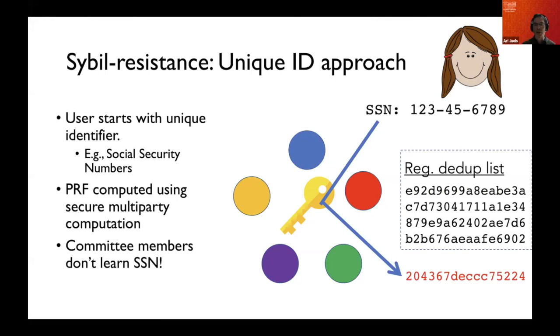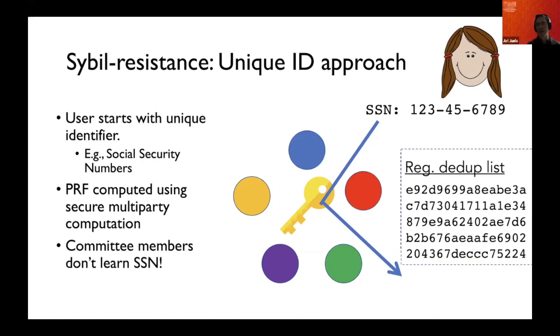When a user wants to register, her social security number is run through the PRF. The PRF value then is checked against this registration list. If it's in the registration list, it means this user has already registered and therefore should not receive a new credential. If it isn't in the list, then the user gets to register and this new PRF SSN gets added to the list. You can think of this as like the list of PRF values that's used in Zcash to protect against double spending. There's a close analog.